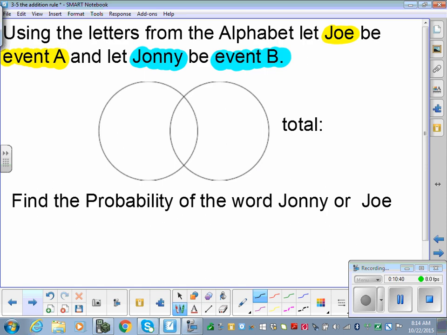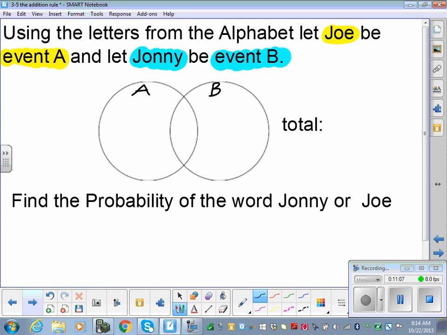So it says, using the letters from the alphabet. So what's my sample space? Tell me. The alphabet, right? A, B, C, D, E, F, G, H, I, J, K, L, M, N, O, P, Q, R, S, T, U, V, W, X, Y, Z. All right, so it says event A. Let the letters in Joe be event A. So in event A, we're going to have Joe. And then in event B, we're going to have Johnny. So A is Joe, B is Johnny.